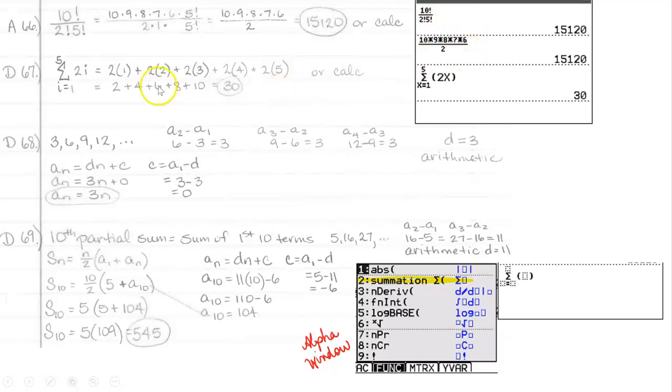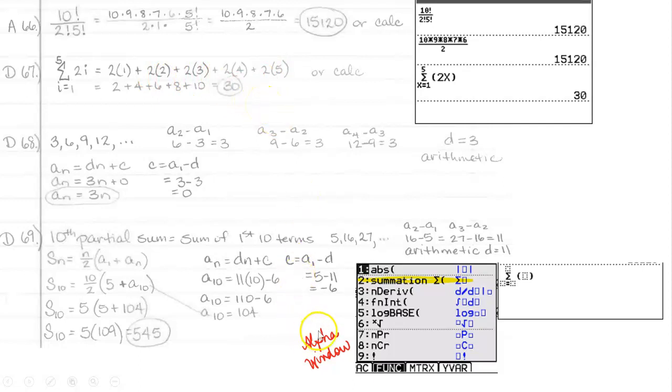Then for 67, we've got the summation from 1 to 5 of 2i. So that means start with putting 1 in for i and stop when you get to 5. So I plugged in 1 and then 2 and then 3 and then 4 and then 5. And the sigma is what tells me to add these. So once I find these 5 products, then I want to go back and sum them together. So that would just be 2 plus 4 plus 6 plus 8 plus 10, and that's going to give me 30.